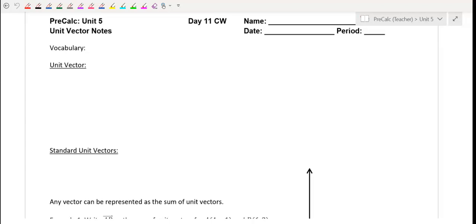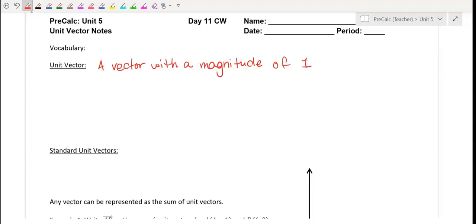All right, guys, so we're going to talk about a unit vector today and what exactly that is and how to use it and all of that fun stuff. So basically what the unit vector is, it's any vector that has a magnitude of exactly 1. So that's what we're going to put here. It's a vector with a magnitude of 1. And by that, I mean exactly 1.